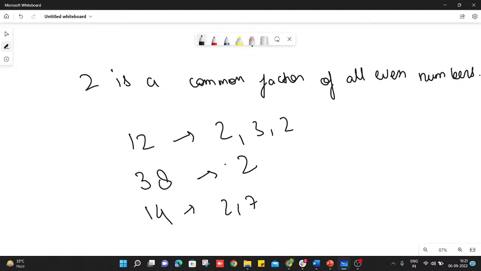Can we say something similar about odd numbers? Can we say that 3 is a common factor of all odd numbers? No, because not all odd numbers are multiples of 3. 5 is an odd number, but it is not a multiple of 3. 7 is an odd number, but it's also a prime number. So you have to understand that this is only applicable for even numbers. 2 is a common factor of all even numbers.